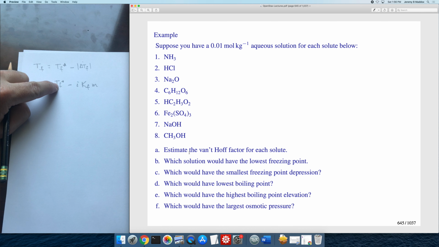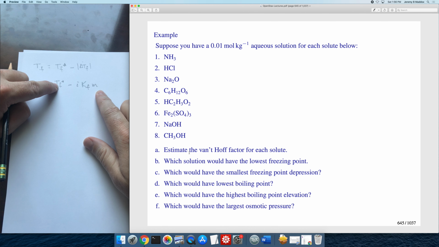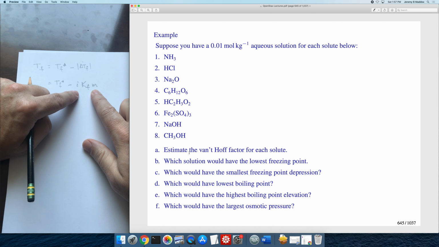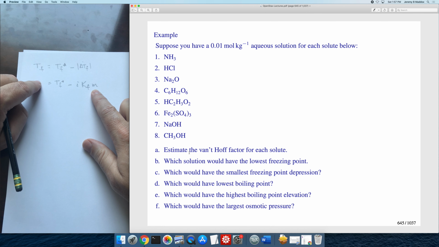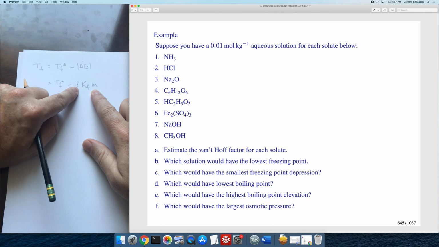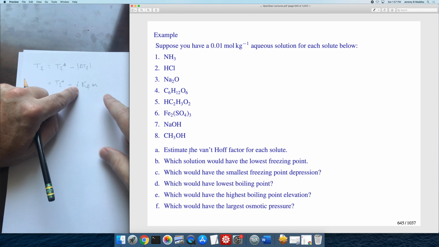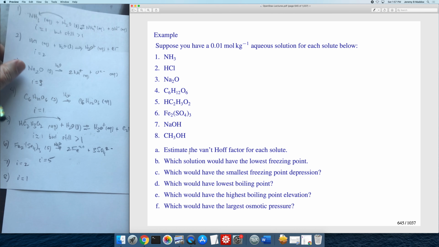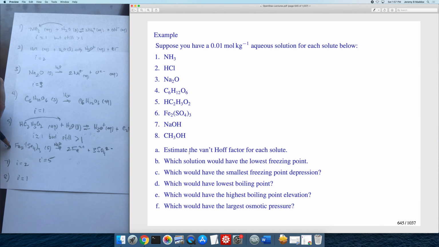Well, Tf star and Kf and m are the same for each solution, right? It's assumed that they're all water, so Kf is the same, Tf star is the same. And then we're told that the molality is the same for each solution, 0.01. Okay? So really, what's going to make a difference is the van 't Hoff factor. So what's going to make Tf the smallest? The solution that has the largest van 't Hoff factor. Looking at the solutions we have, the iron(III) sulfate had the largest van 't Hoff factor, therefore it will have the lowest freezing point.